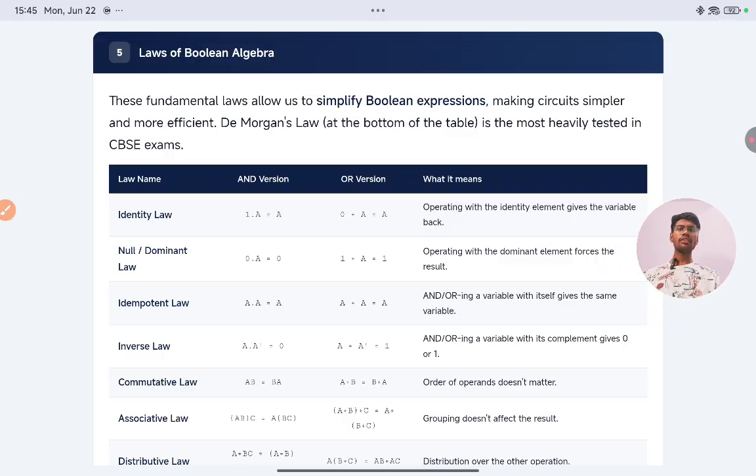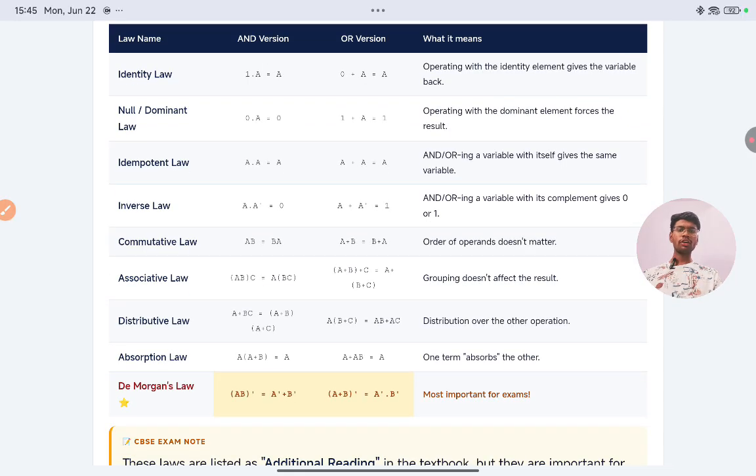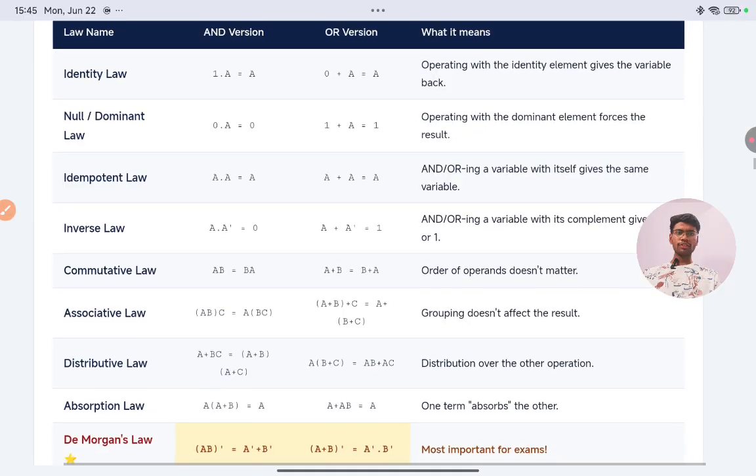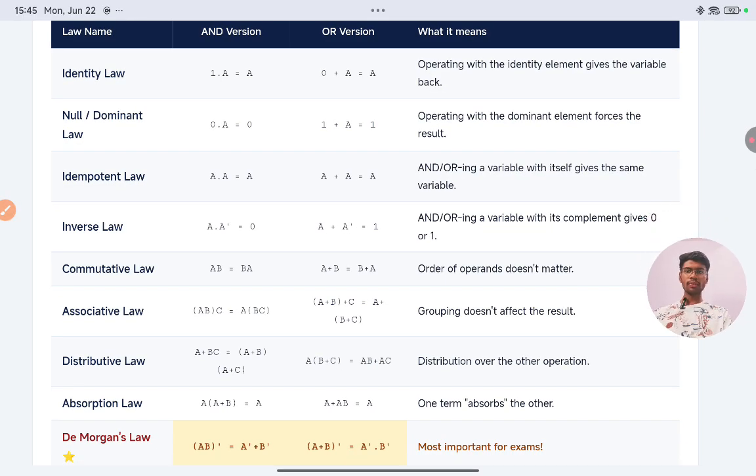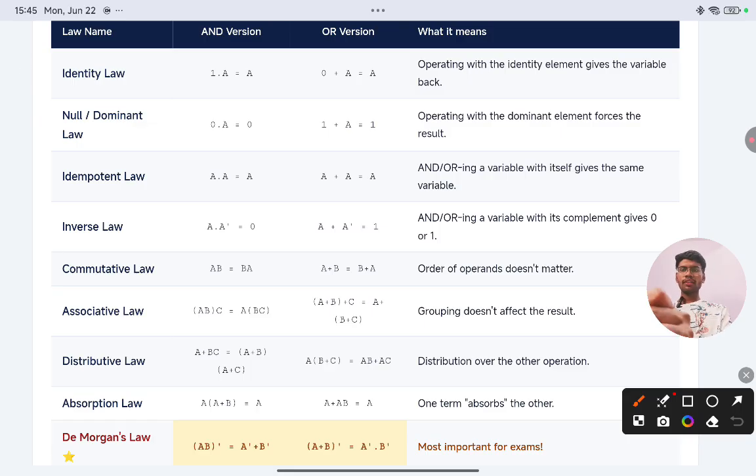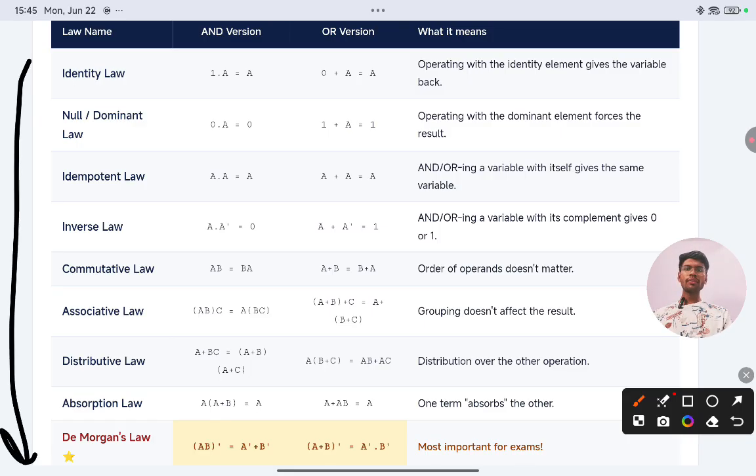Then there are certain laws of Boolean algebra. The most important is De Morgan's law. The others are just laws that might come in an MCQ question. Let's figure these out. First is the identity law. Operating with the identity elements keeps the variable back, in both the AND version and the OR version we're discussing. Like 1 dot A is A and 0 plus A equals A. We have to remember this.